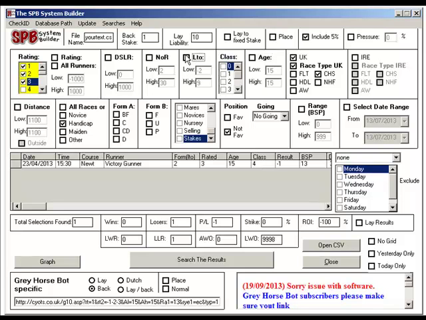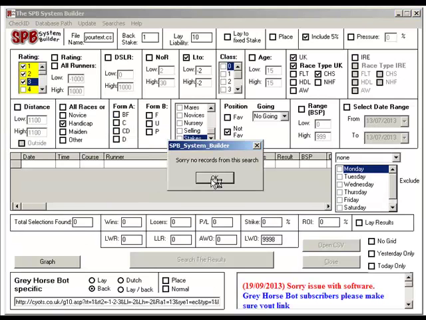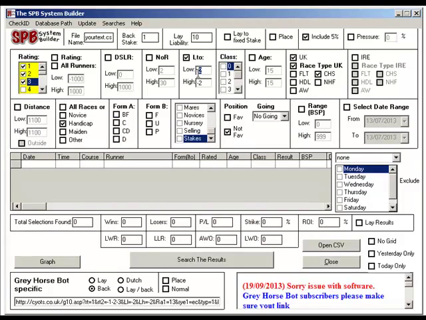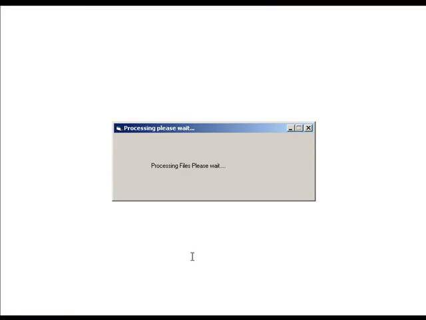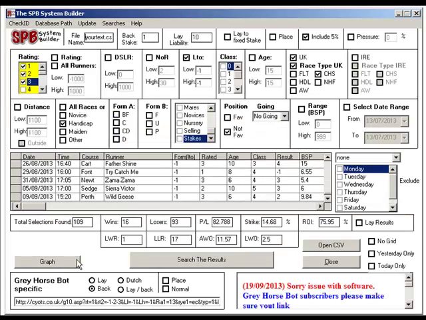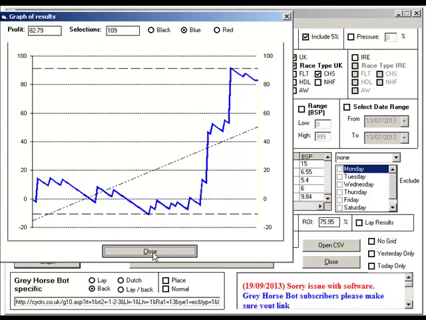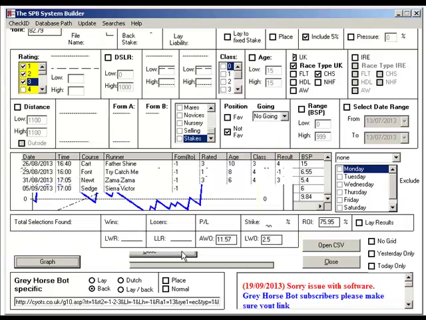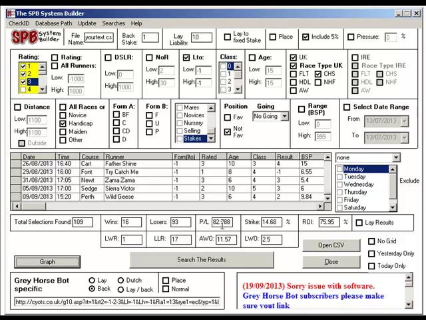Another thing we can look at is last time out. This is how they ran the last time out. Now, -2 is that they haven't, so I'm sure there probably aren't many, if any, like that. -1 is that they didn't finish the last race, and as you can see, that's actually produced 82 points. There's 82 points of profit on that one alone.